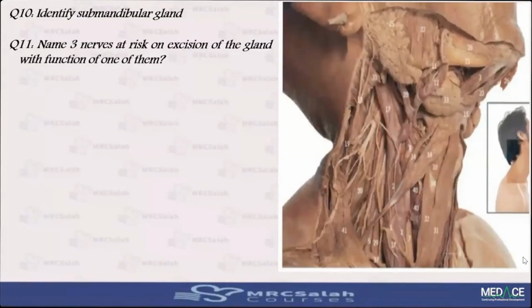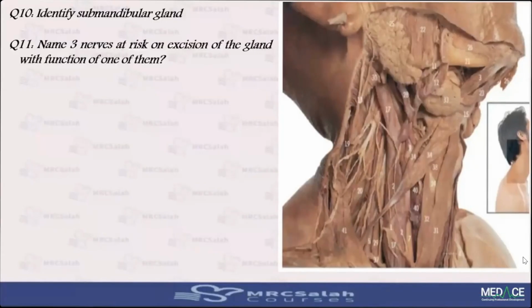When doing excision of the submandibular gland, three nerves are at risk. First of all, the hypoglossal nerve. Secondly, the lingual nerve, part of the mandibular branch of the trigeminal nerve. The other one is the marginal mandibular nerve, a branch of the facial nerve. And would you mention the function of one of them, please?